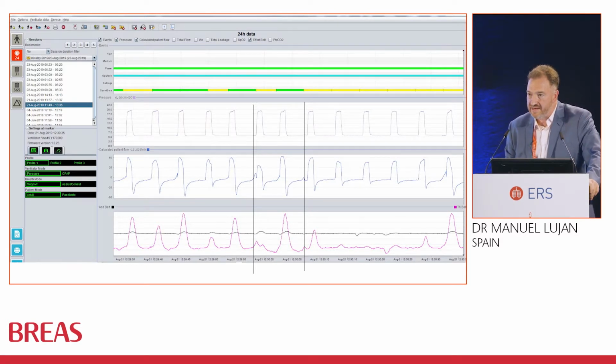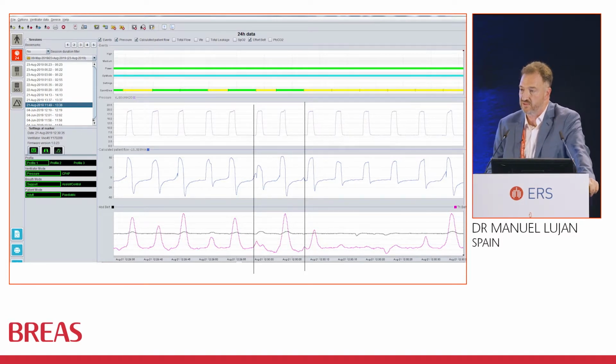Again, let's see the vertical lines. There are some cycles in which there's a perfect agreement between the onset of the inspiration in the belts and in the ventilator, but look at this. In this cycle, there is a first effort here that corresponds to this small waveform in the flow waveform. And here, there's also a small effort that does not correspond with any cycle of the ventilator.